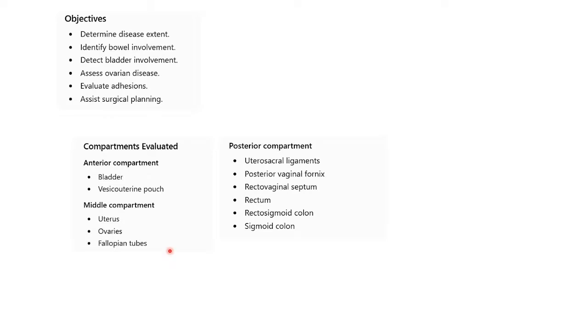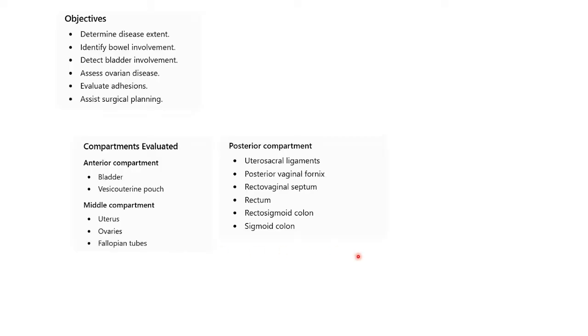So the compartments that are supposed to be evaluated when doing an endometriosis mapping are the anterior compartment, which is the bladder and the vesicouterine pouch. Then you also have to assess the middle compartment, that is the uterus, the ovaries, and the fallopian tubes, if they are also involved with endometriotic lesions.